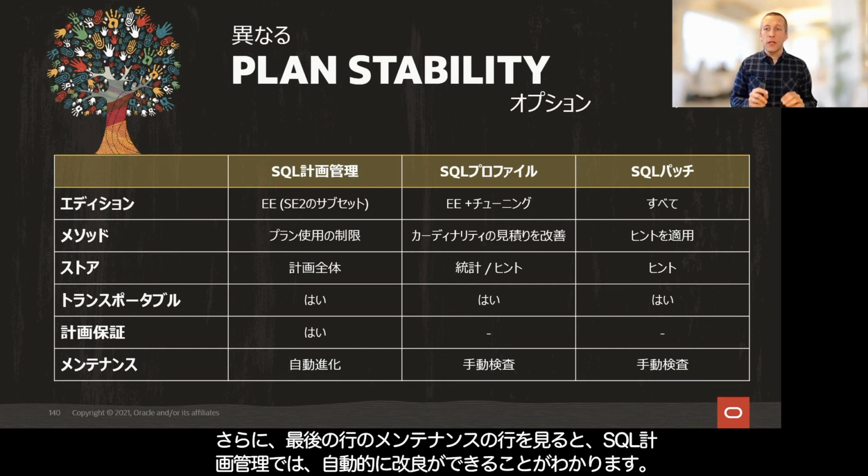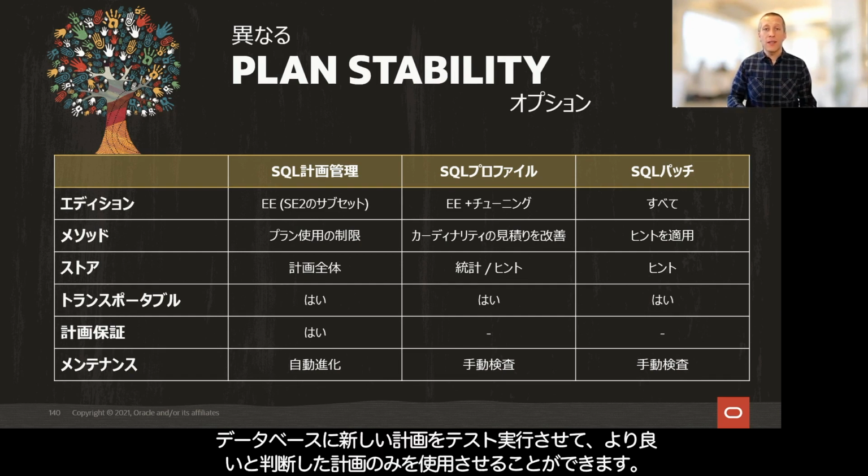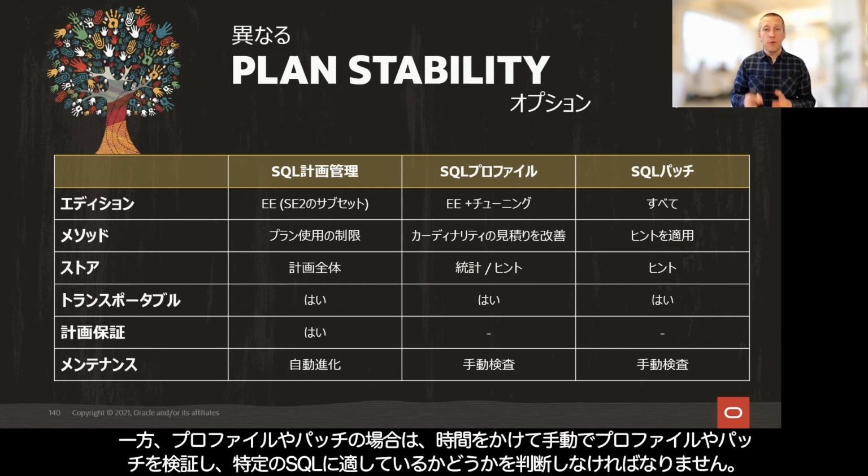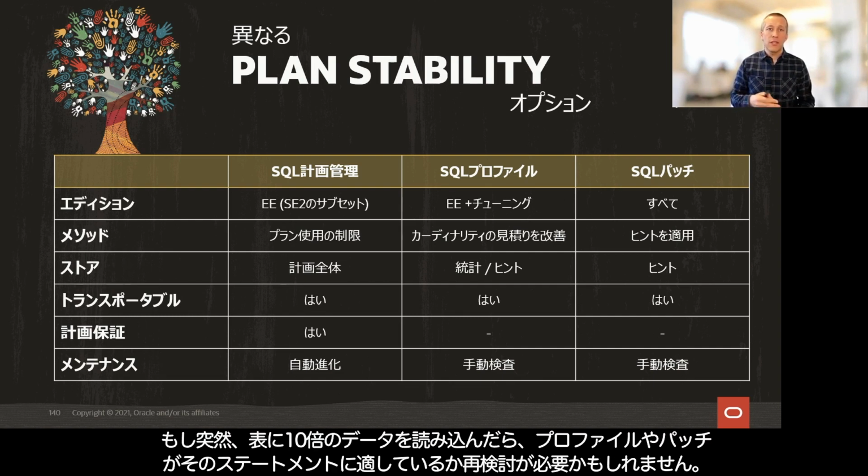In addition, if you look at the maintenance row, the last row, you will see that with SQL plan management, you can do automatic evolve. You can let the database test execute the new plans and only use those that are found to be better. Whereas with profiles and patches, you, over time, have to manually inspect your profile and patch to determine whether or not they are still suitable for that specific SQL. If you all of a sudden load 10x the amount of data into that table, you might have to revisit your profile and patch to ensure that they are still fit for that statement.